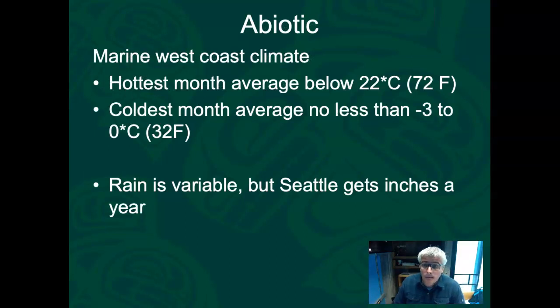And we also have the abiotic environment, so the weather and temperature and rain and all of that are really important. We tend to have a maritime west coast climate, which means our hottest month averages around 72 degrees, and our coldest month might average around 0. So relatively mild. Throughout the Salish Sea, rain is actually really variable. So we think of this area as really wet, but certain areas are not, particularly parts of the San Juans and the Gulf Islands that are in the rain shadow of Vancouver Island.